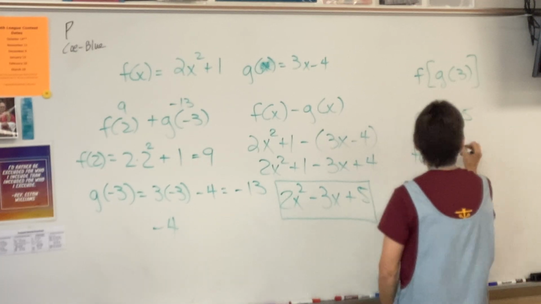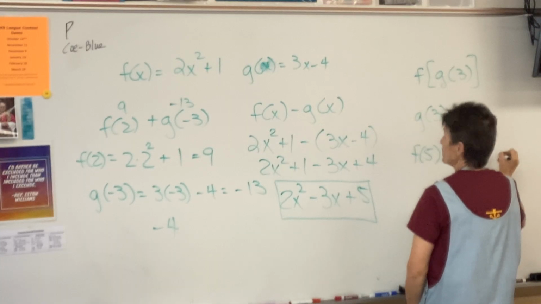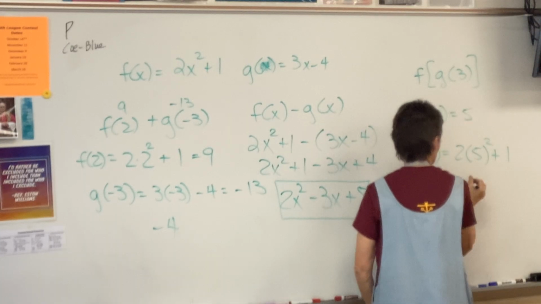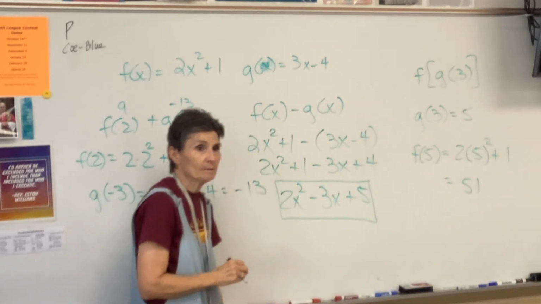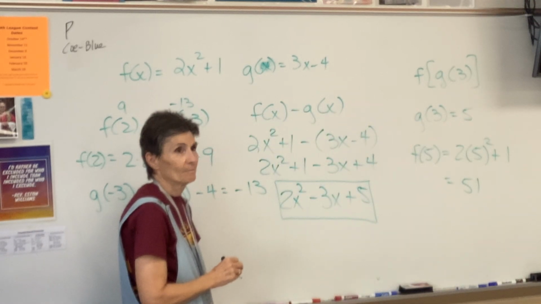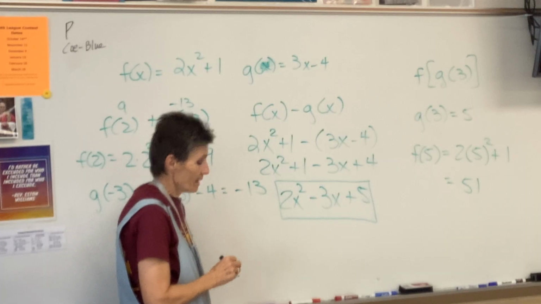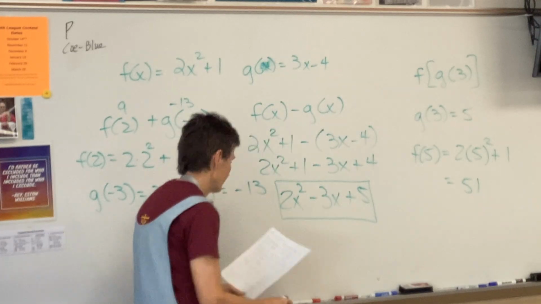Alright, so F of 5. What did you get? You guys should have this done already. What did you get? 51, I hope? Yeah. 51? Yep. Yeah, on that 51. Okay. Alright, one more in this section.